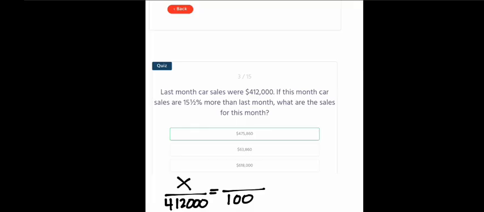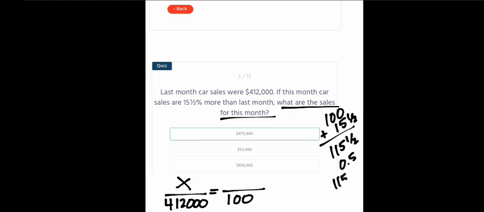And we want to find, this question says, what are the sales for this month? This means the sales with the month that has 15.5% more. So we want to find a number that is 15.5% more. Well, we have 100, which is the 412,000, plus the 15.5% more. That gives me 115.5. But I don't like fractions because they make it kind of difficult to multiply. So I'm going to make this a decimal. How do I make this a decimal? Well, a half as a decimal is 0.5, which means that this is going to be 115.5.